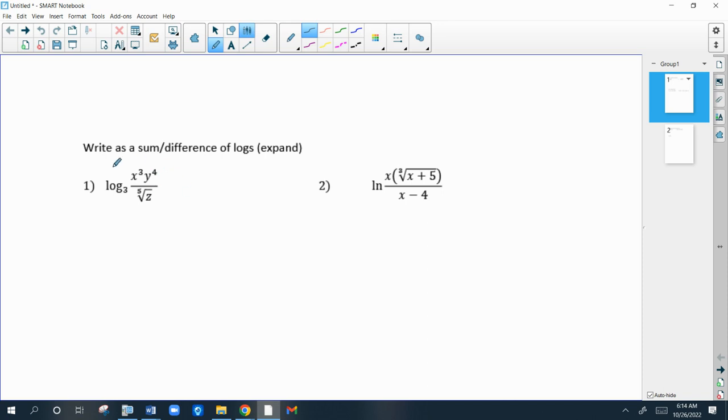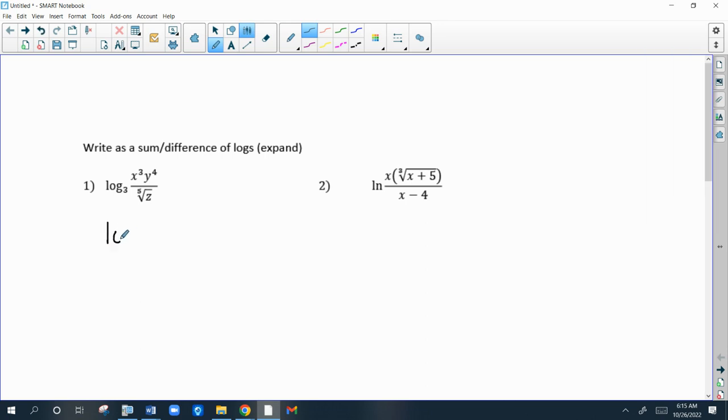Basically, whatever's on top would be positive, a plus, and their exponents can come down in front of the logs, and whatever's on the bottom of the fraction, like the z, will be a minus log, and its exponent will also come down in front of that log. So the key here is just to make this as easy as possible and to do these as quickly as possible. So the x is up top, so it's a positive log base 3 of x, and that exponent 3 will come down in front of the log.